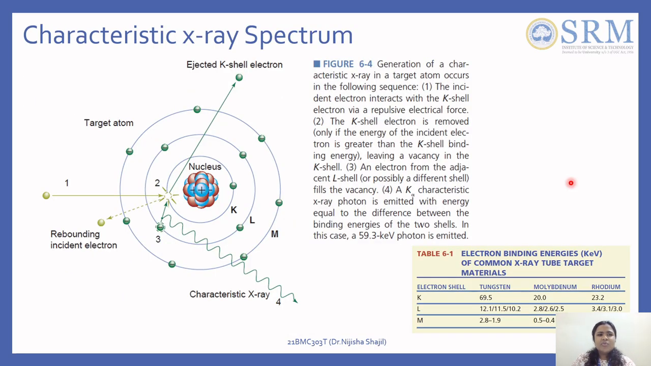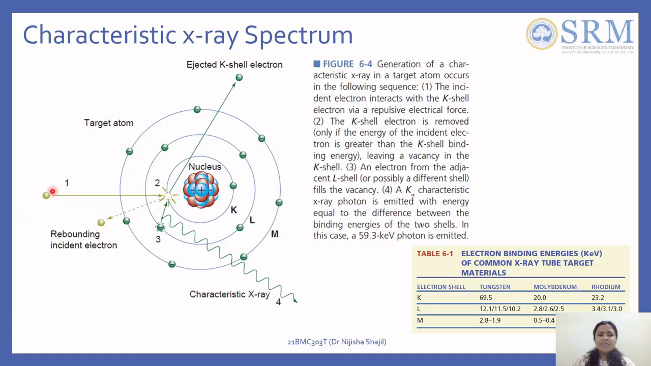So now let us see what we mean by characteristic X-ray spectrum. Already in production of X-rays, we have covered what is the bremsstrahlung spectrum. So now, the same atom, you assume that the high energy, accelerated electron is coming and interacting, but not with the nucleus or away from the nucleus. Instead, it is going and attacking the electron.